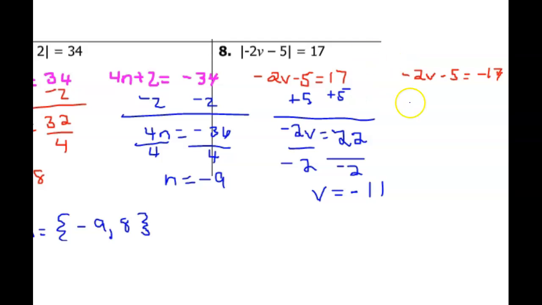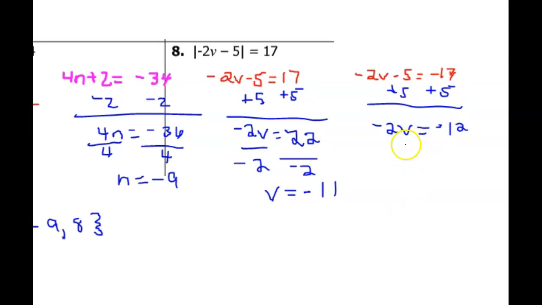On the right side, I'm going to add 5 to both sides of the equation. Now I end up subtracting. So I end up with negative 2v equals negative 12. And then I'm going to divide by negative 2 on both sides, and I end up with v equals 6.